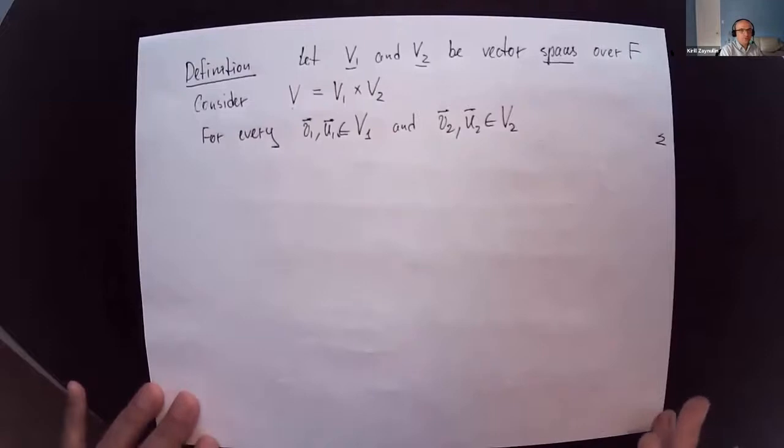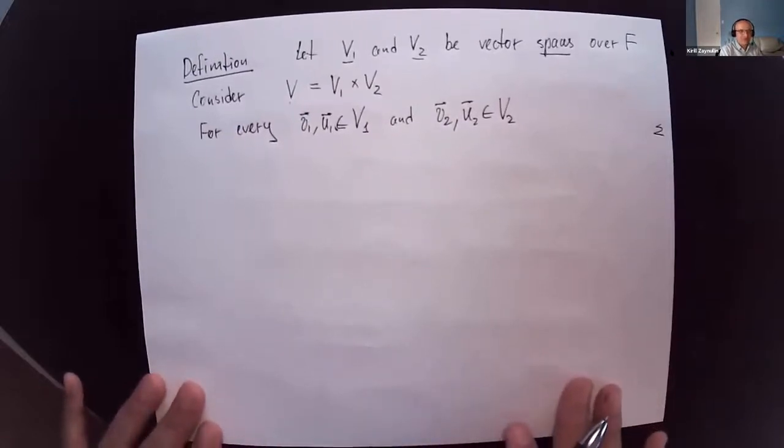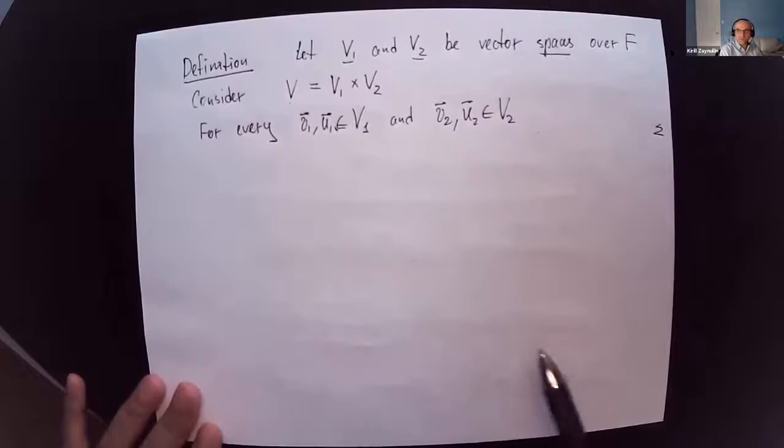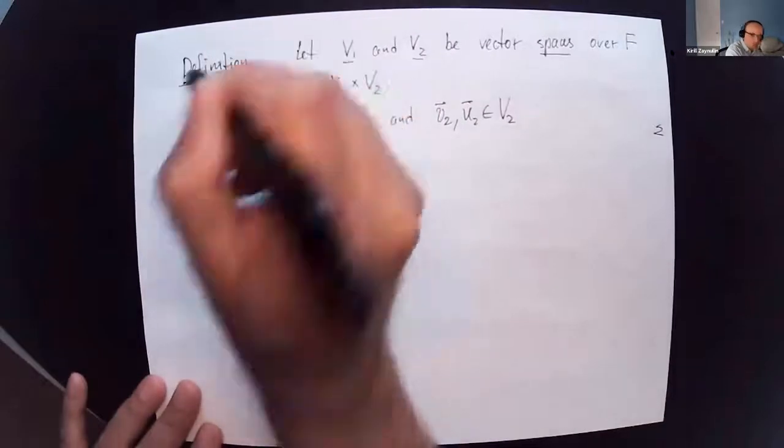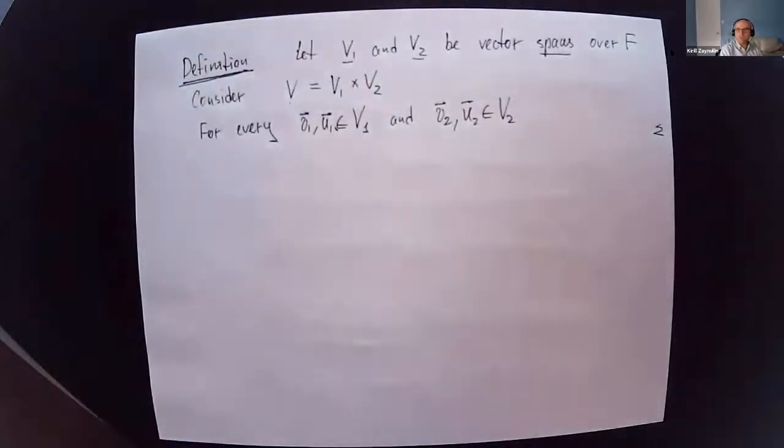Okay, right. So let me repeat it. It's always useful to repeat. What we would like to do is introduce an important example of a direct sum. Since this is an important example, I would like to use a separate name for this. That's why I say definition.